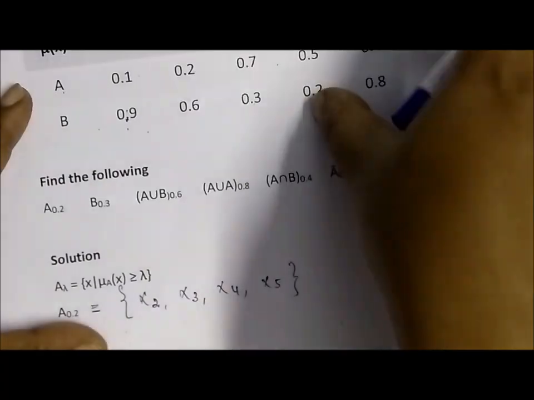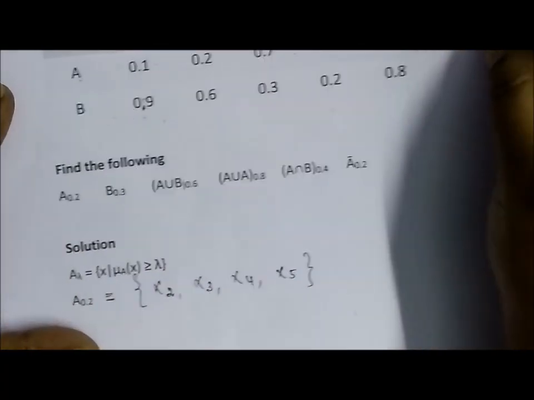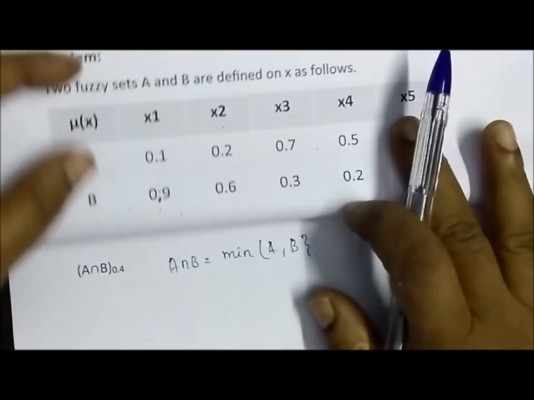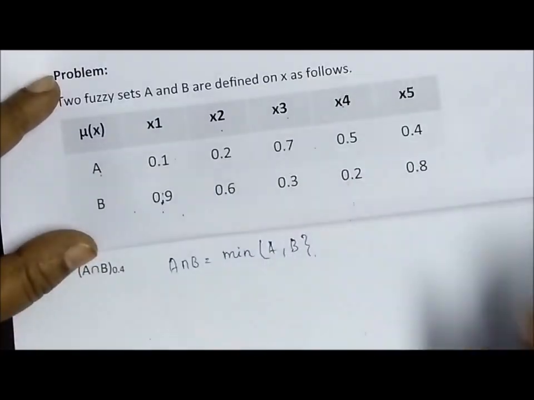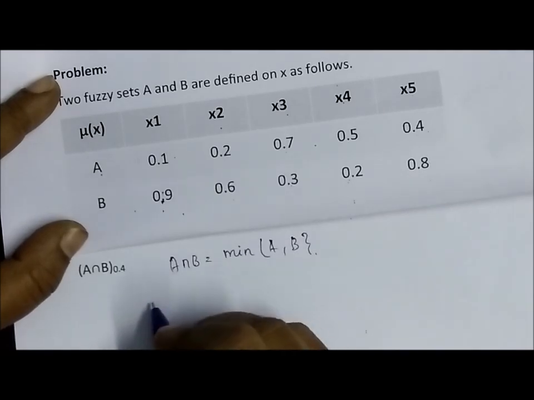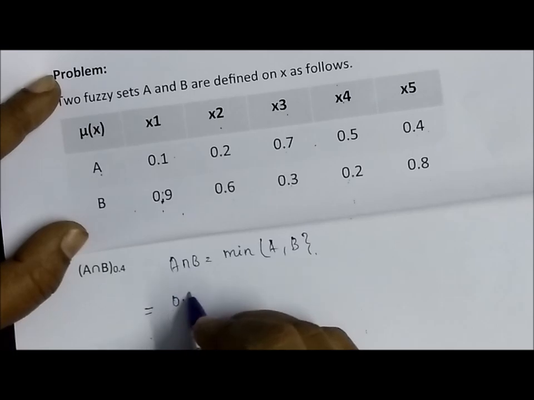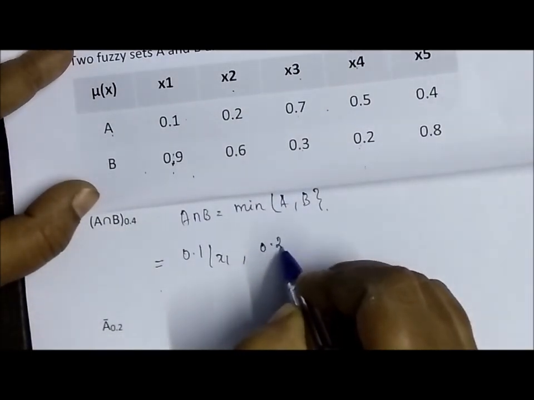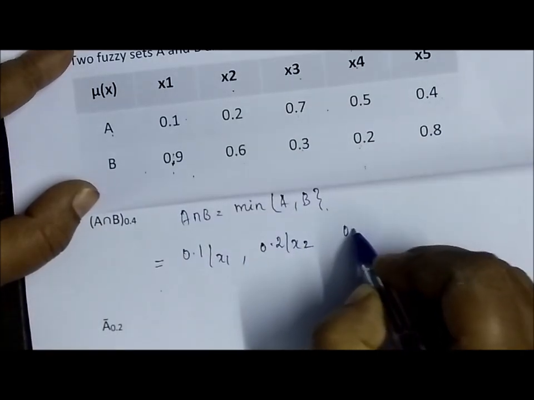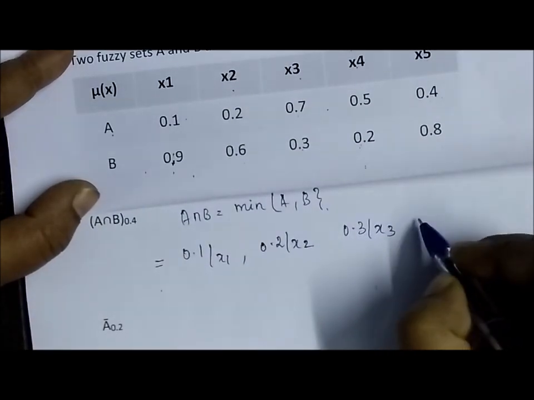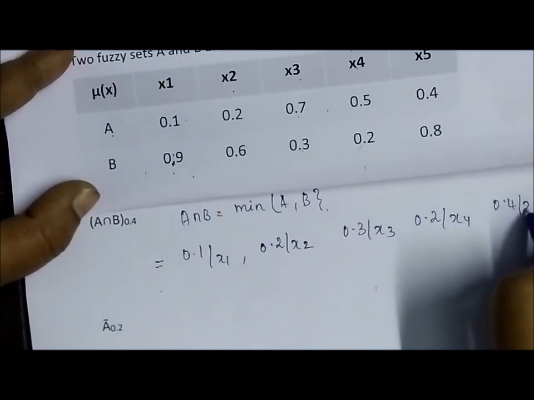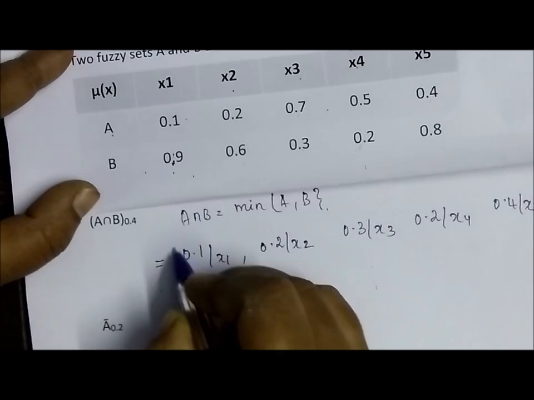Okay, so let us write it. Let us have the values here. See here, A intersection B will be the minimum values. So 0.1 for x1, 0.2 for x2, 0.3 for x3, 0.2 for x4 and 0.4 for x5. So these are the minimum values.